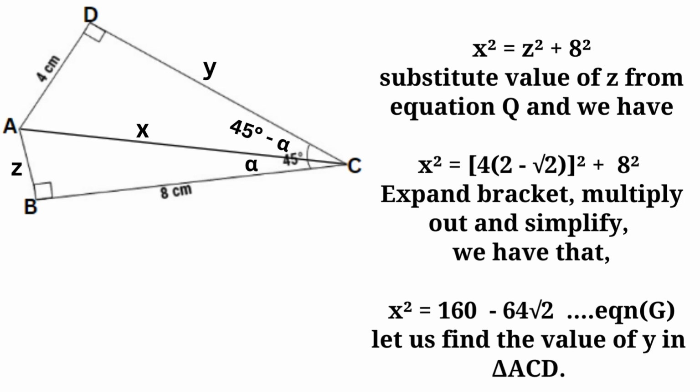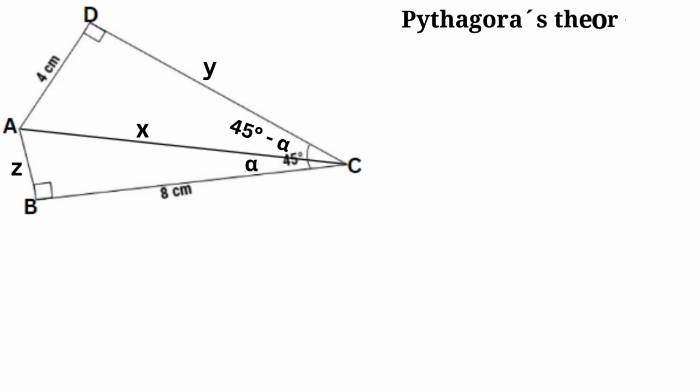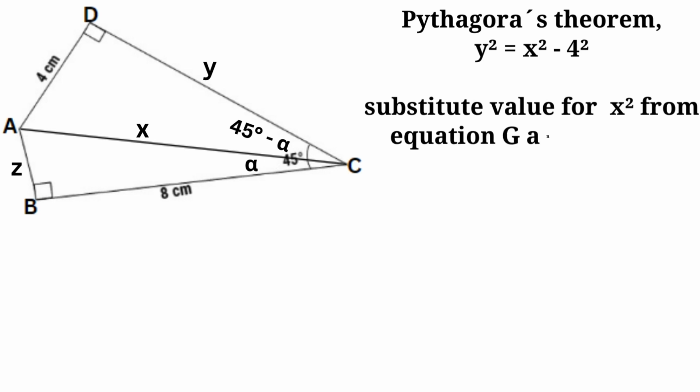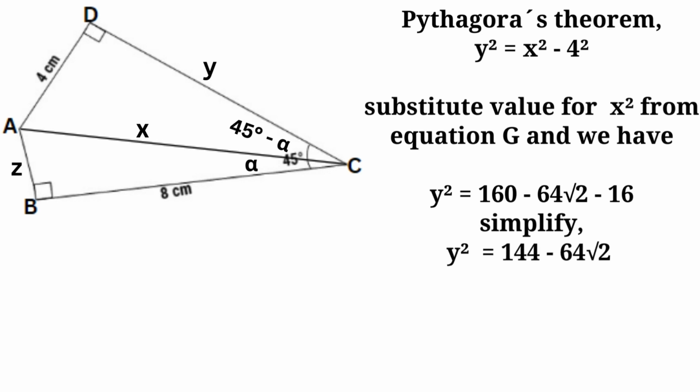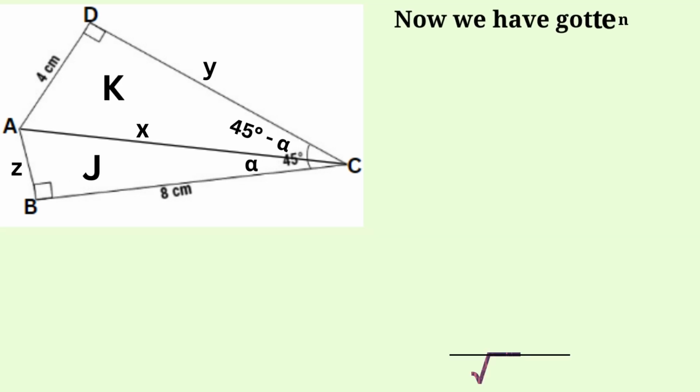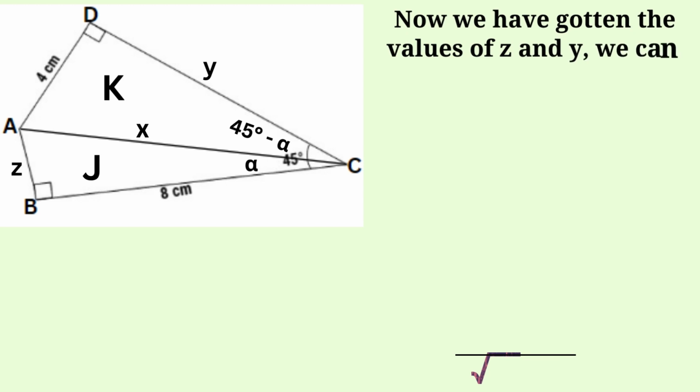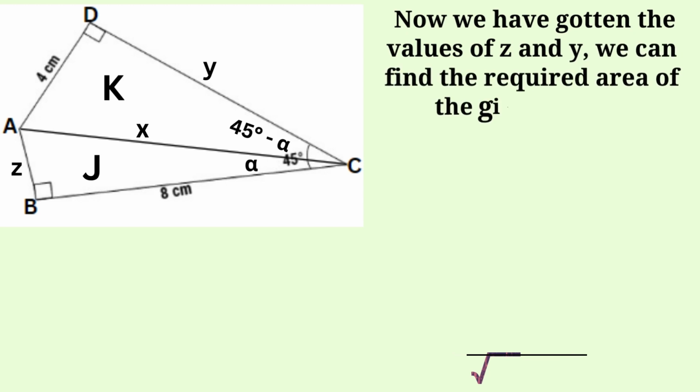Let us find the value of y in triangle ACD. By Pythagoras theorem, square y equals square x minus square 4. Substitute the value for square x from equation G and simplify to have that square y equals 144 minus 64 times the square root of 2. Thus, y is the square root of 144 minus 64 times the square root of 2. Now we have gotten the values of z and y, we can find the required area of the given figure.